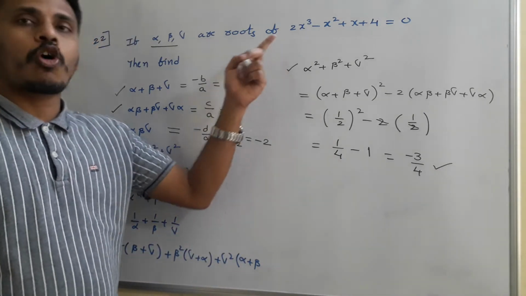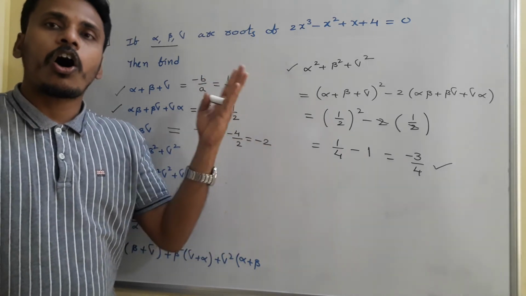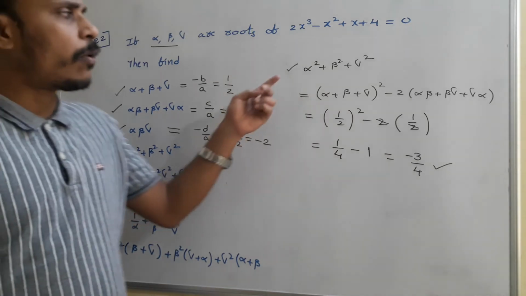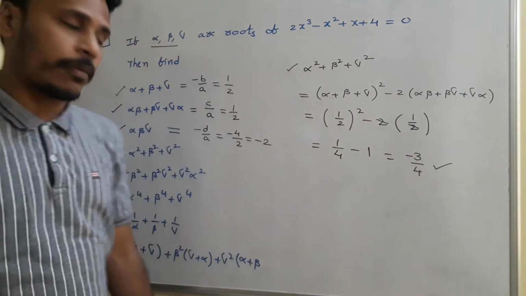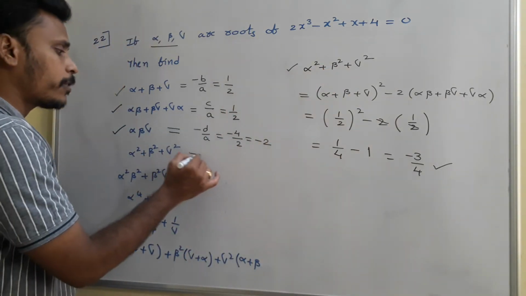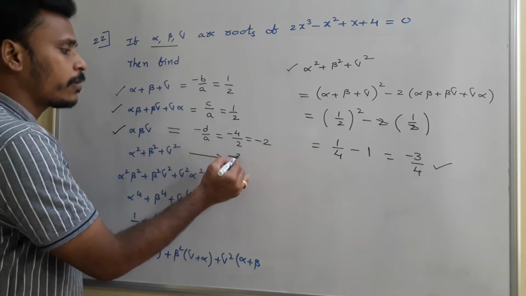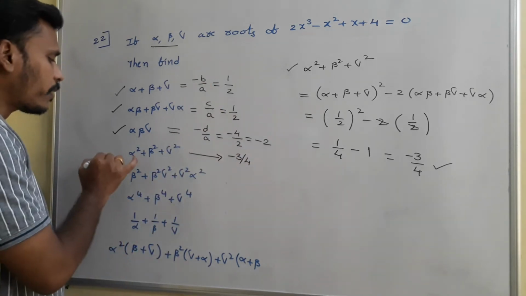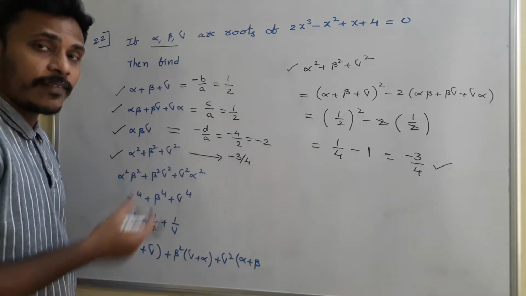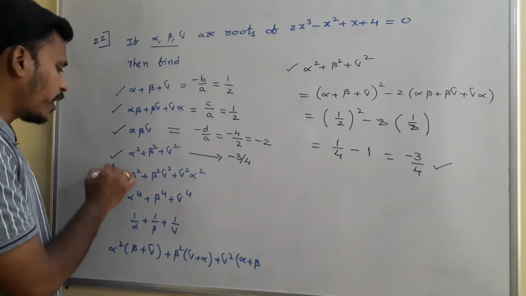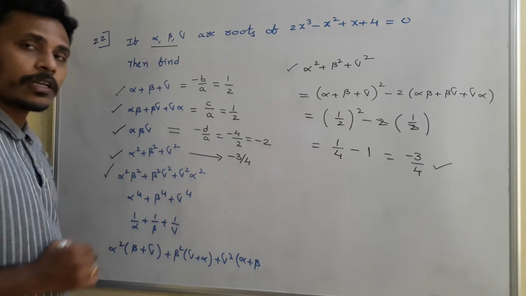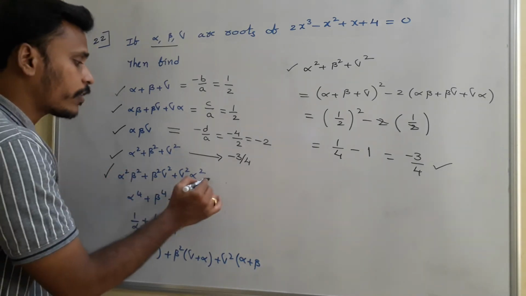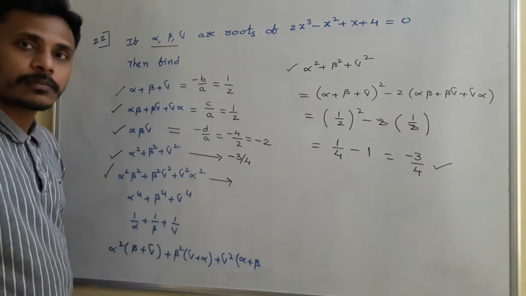Actually this polynomial may have real roots or it may have complex roots, and that's why the sum of the squares may sometimes be negative also. So alpha square plus beta square plus gamma square is simply minus 3 by 4. Okay? Then that ends this task. You just have a look one by one. The next target is to find alpha square beta square plus beta square gamma square plus gamma square alpha square. How do we find this?